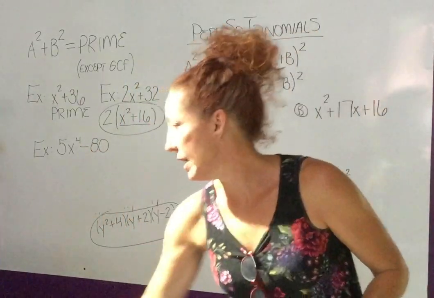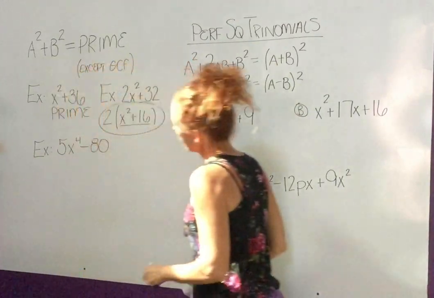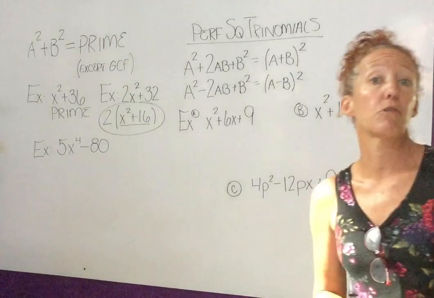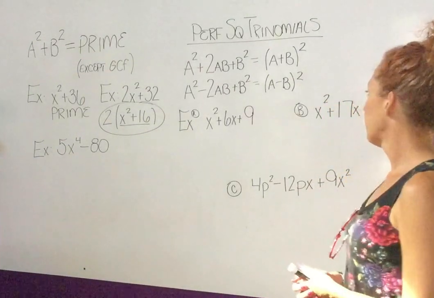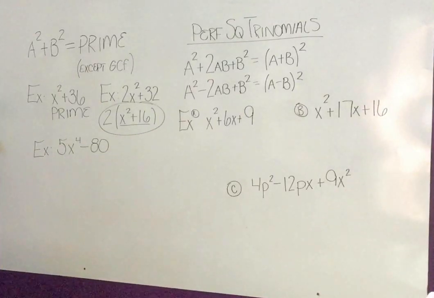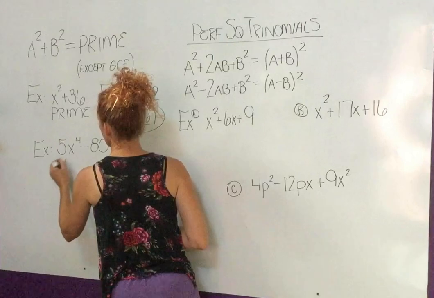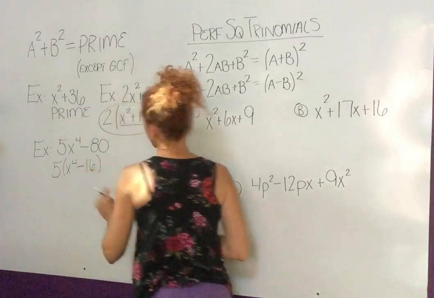And once again, it's super similar to the one I already have up here. So as you approach this one, you might want to just pause and try. Try not to look back at your other examples. We're going to pull that 5 out front. We're going to get x to the 4th minus 16.